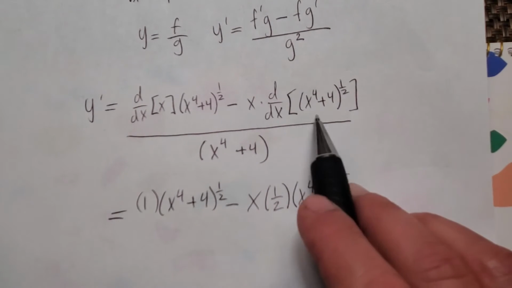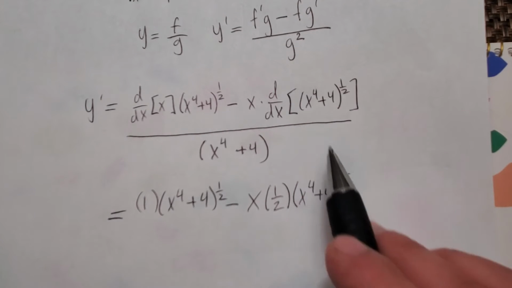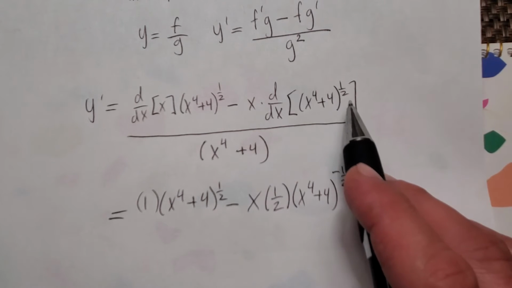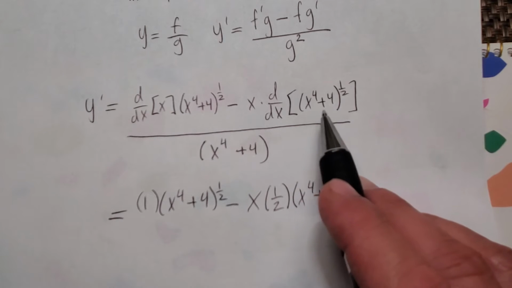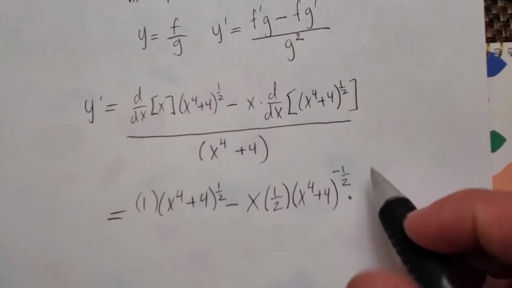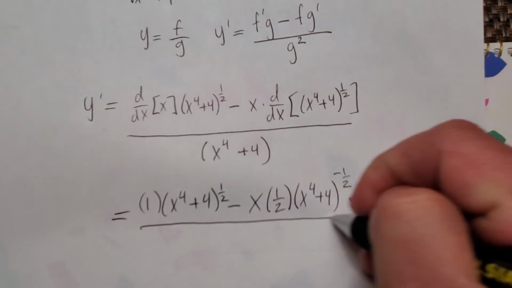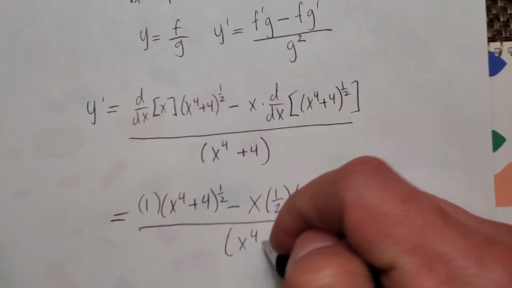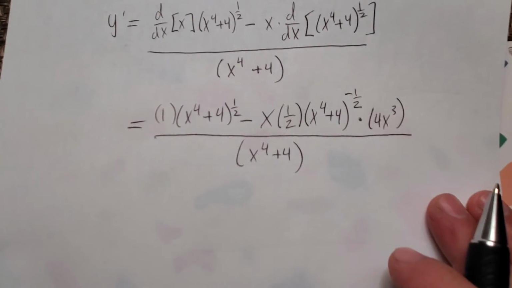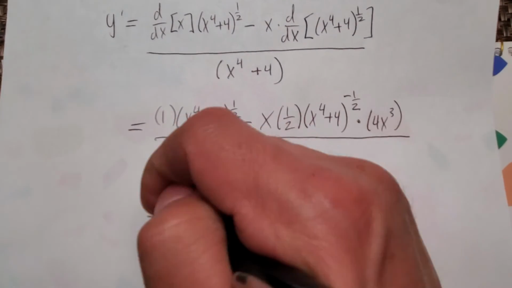Remember, when we use the chain rule, not only do we have to find the derivative of the overall thing, that's 1/2 x to the fourth plus 4 to the negative 1/2, but we have to multiply by the derivative of the inside. Well, what's the derivative of x to the fourth plus 4? Well, that's going to be 4x to the third. All right, so we're getting there. So now let's just continue to simplify. So 1 times this is just going to be itself.